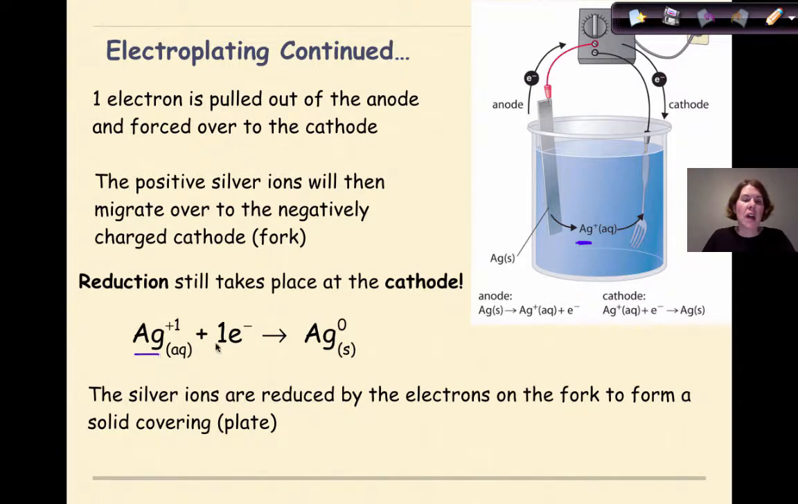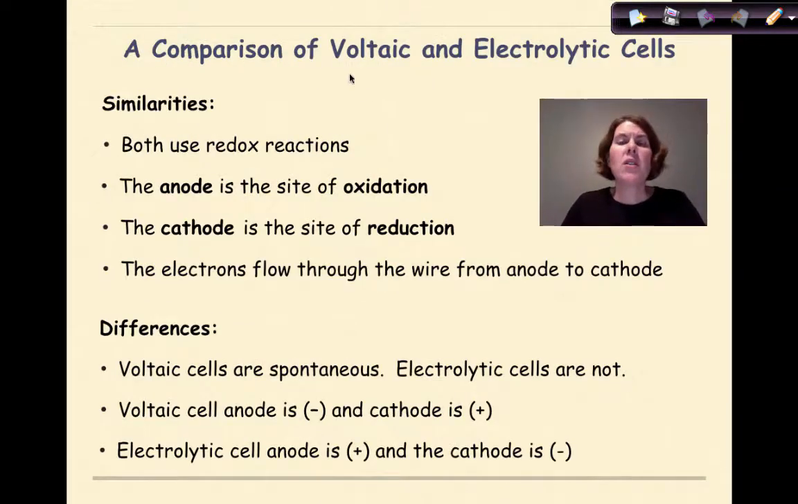So this silver ion is going to come over to the fork, which has all these electrons all over it, pick up one of those electrons, and plate itself on the fork, forming solid silver. So the silver ions are reduced by the electrons on the fork to form a solid covering, which we call plating.